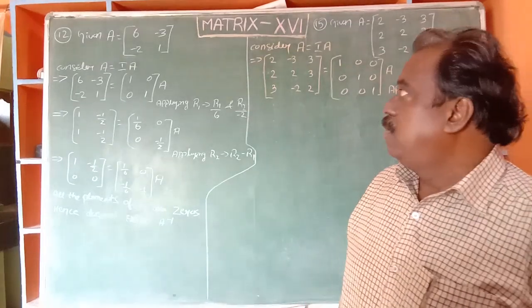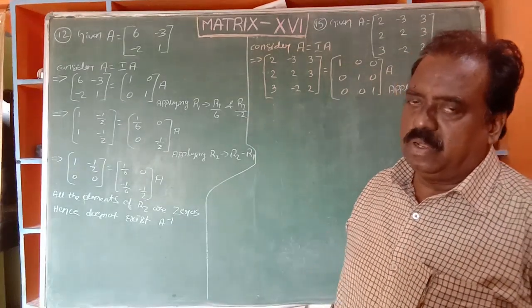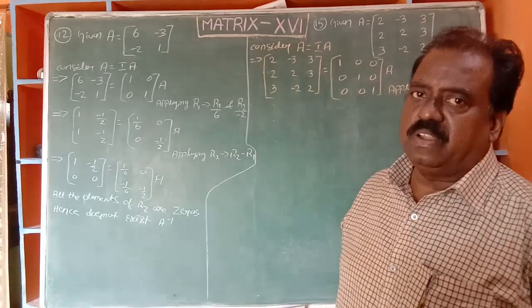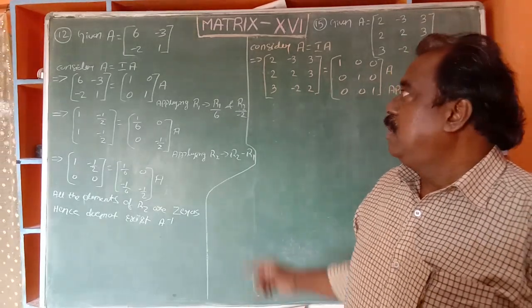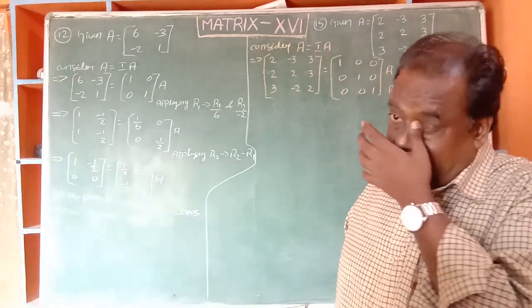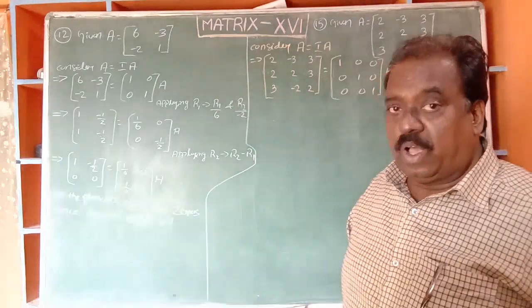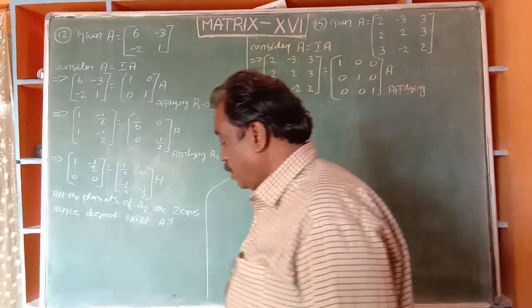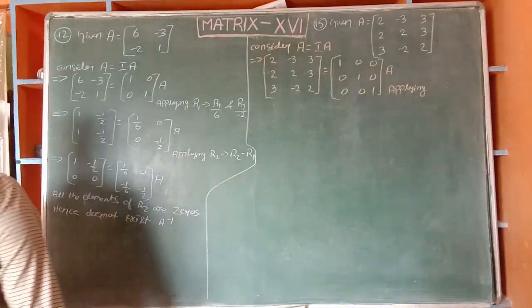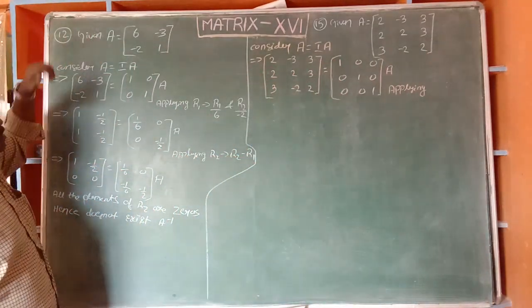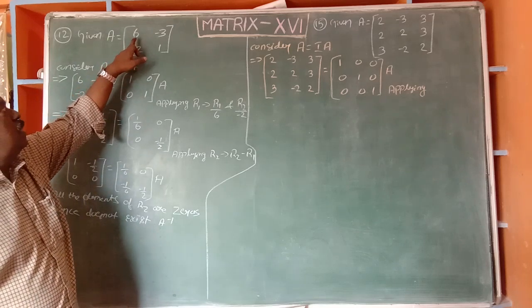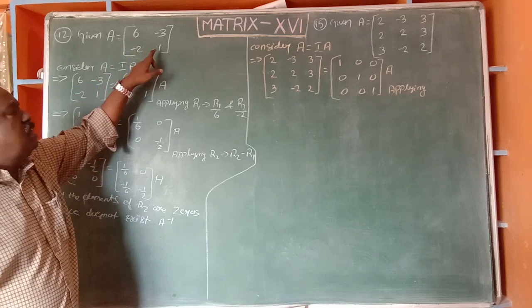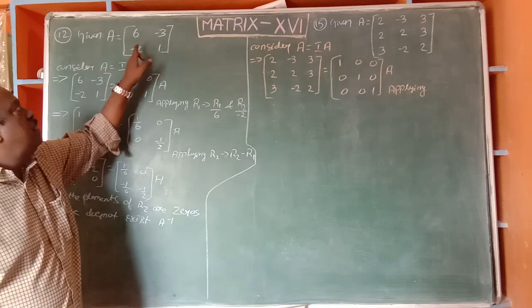One more problem, that is the 12th one. The remaining problems you try to solve in the same method. But it is a different one. Given matrix is A: 6, minus 3, minus 2, 1. For this matrix we have to find the inverse. Already I told you, you take A, B, C, D. A, B, C, D, we assume.